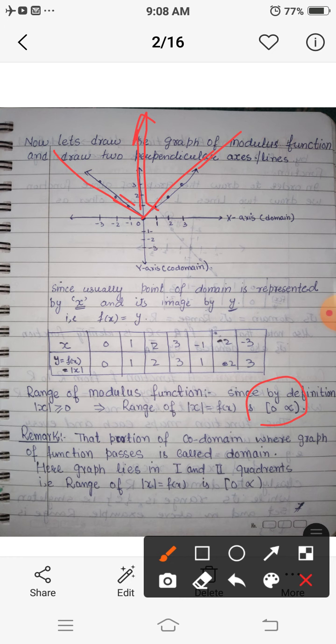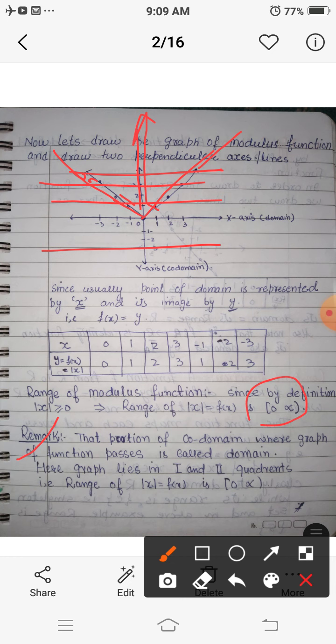Here we have an important remark: how to find the range of a function from the graph. The portion of the y-axis where the graph passes, or through which we can draw a horizontal line which passes the x-axis, and from this side we have the line which touches the graph, and it also touches this y-axis. But from here it does not touch the graph, but it touches the y-axis.